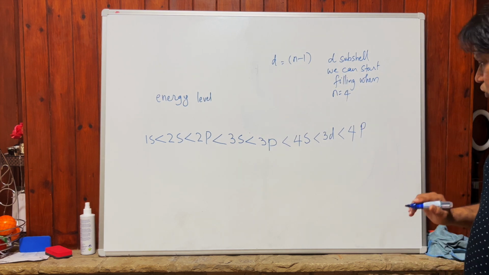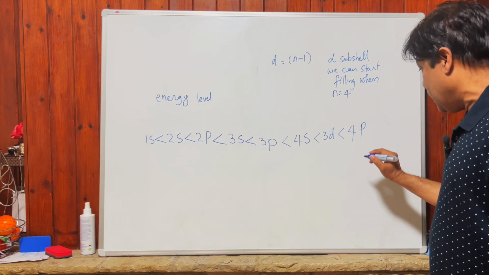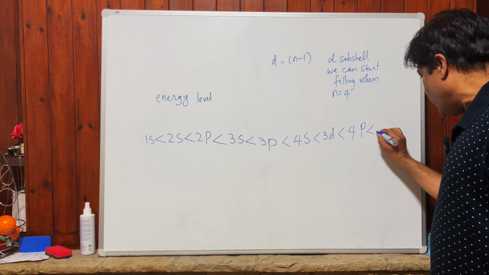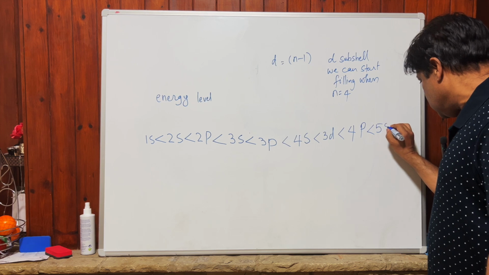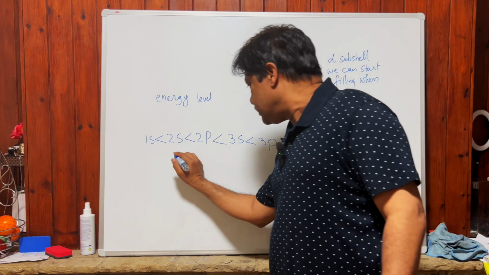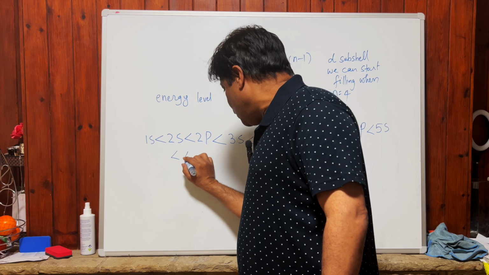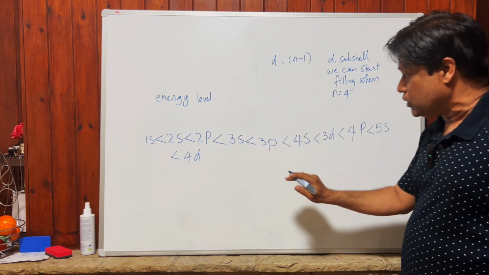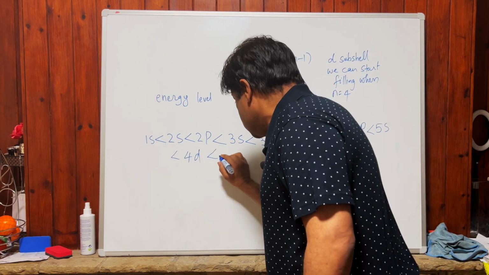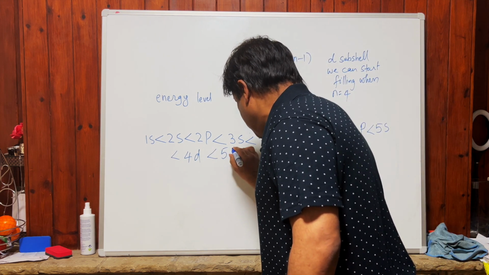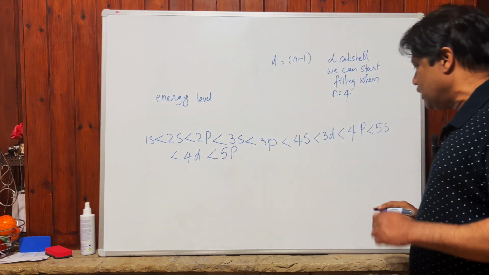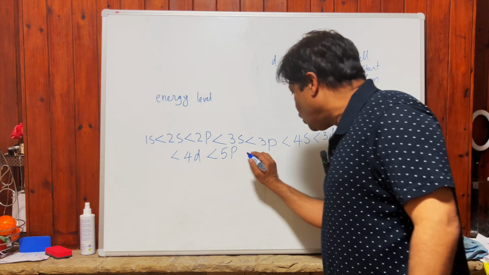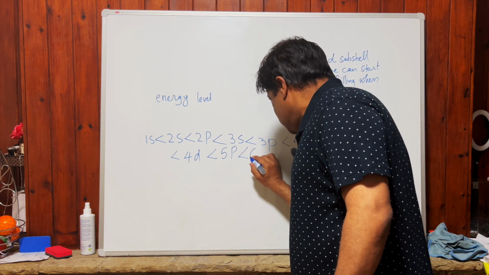Now after the fourth shell, the fifth shell: 5s, which is less than 4d. Guys, remember that d is always n minus 1. 4d is less than 5p. The fifth energy level is also completed. Now the sixth one. What next? 6s.